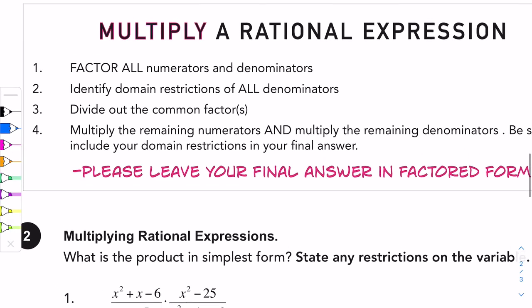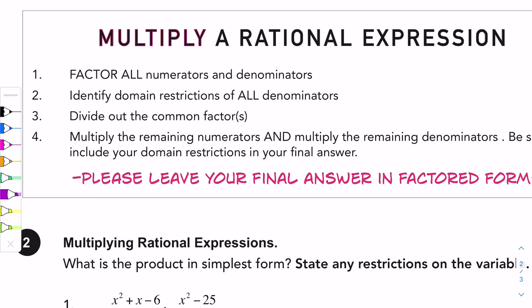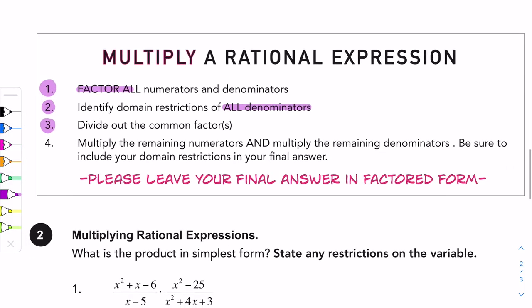So to read through the directions quickly, actually all the steps are the same. This time you need to factor all numerators and denominators. Step 2 is to identify domain restrictions of all denominators. Step 3 is to divide out your common factors. Step 4 is to multiply the remaining numerators and multiply the remaining denominators. Be sure to include your domain restrictions in your final answer.